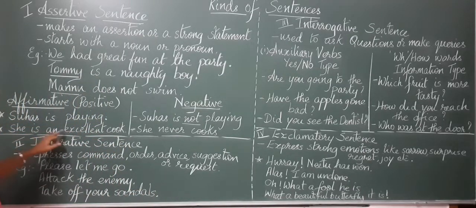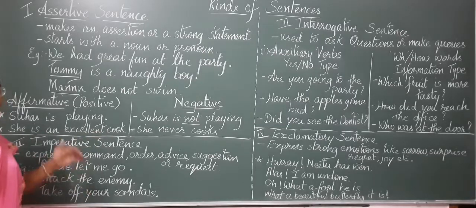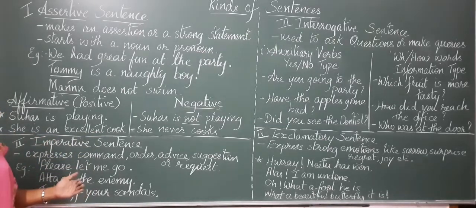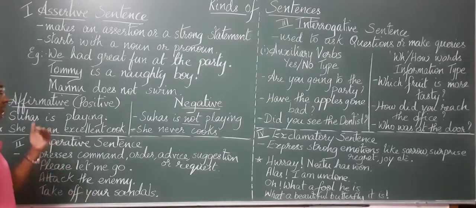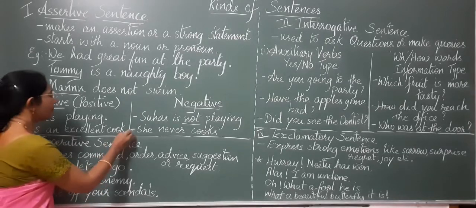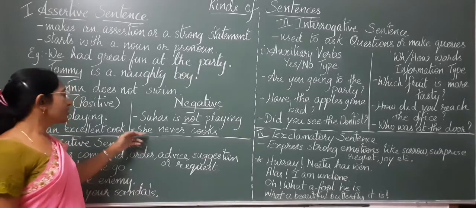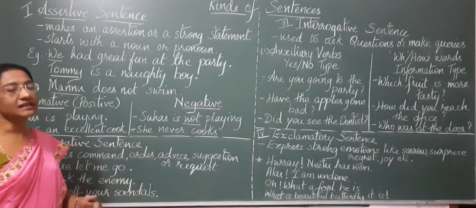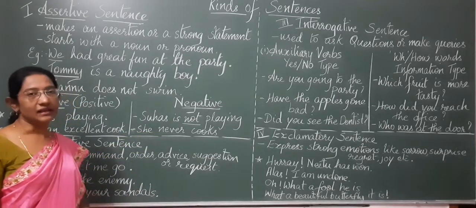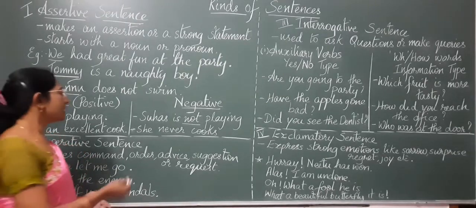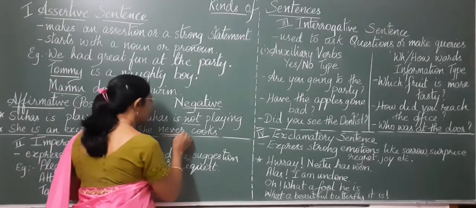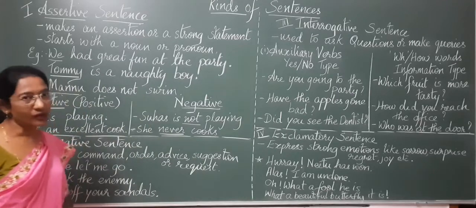She is an excellent cook. So this is a positive statement. It is telling she cooks well. So this becomes a positive statement. She never cooks tells about the negativeness about her cooking. So it is a negative word. Never is a negative word.